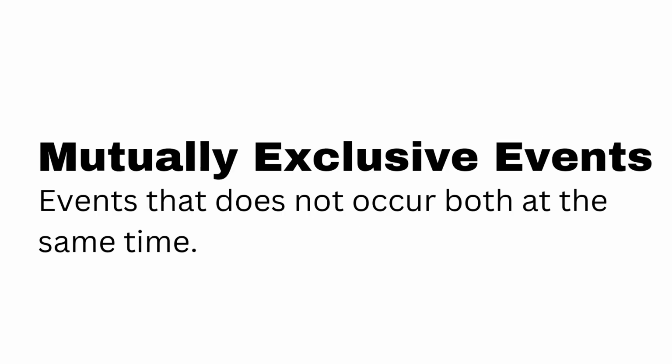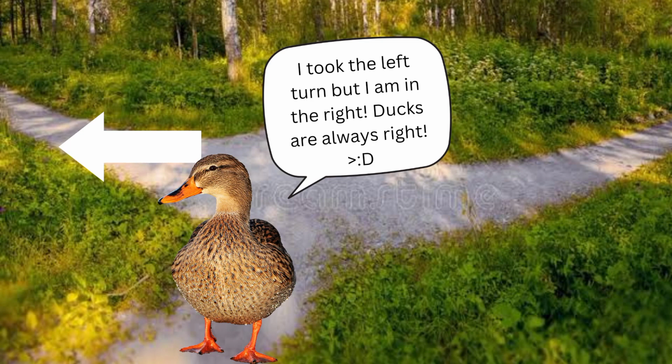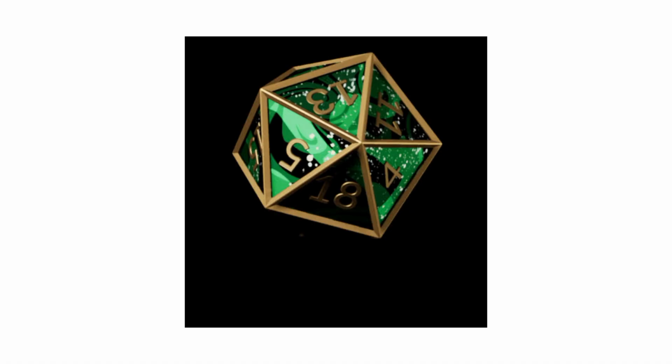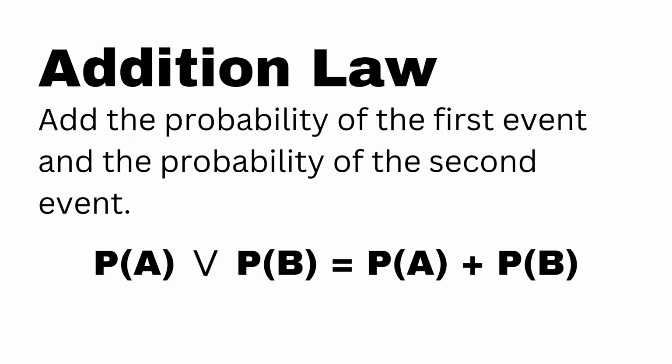There are 2 events that we need to look out for. These are the mutually exclusive events and the non-mutually exclusive events. Mutually exclusive events are events that do not both occur at the same time. For example, the duck can't turn left and say that, hey, I took the right turn, or I can't roll a dice that has both 6 and 1 on it in a single roll. Anyways, according to the addition rule of probability, we can find the probability of at least one of the 2 mutually exclusive events by adding the probability of the first event and the probability of the second event.